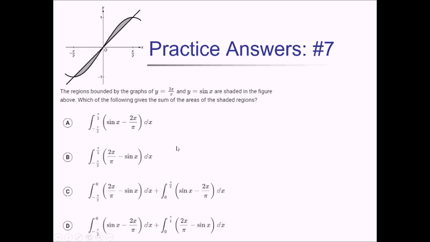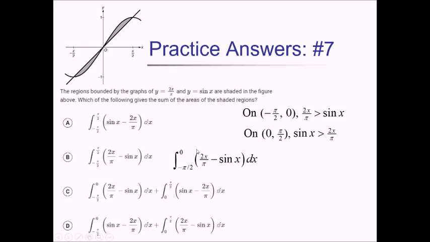So we need to do top minus bottom for the first interval from negative pi over 2 to 0, where those things intersect. It looks like the function y equals 2x over pi, which is a line essentially, is going to be greater than sine of x. So 2x over pi is the top function. And then on the other interval from 0 to pi over 2, it looks like sine of x is higher up. So my first integral from negative pi over 2 to 0 is going to be 2x over pi minus sine of x dx. Again, top minus bottom.